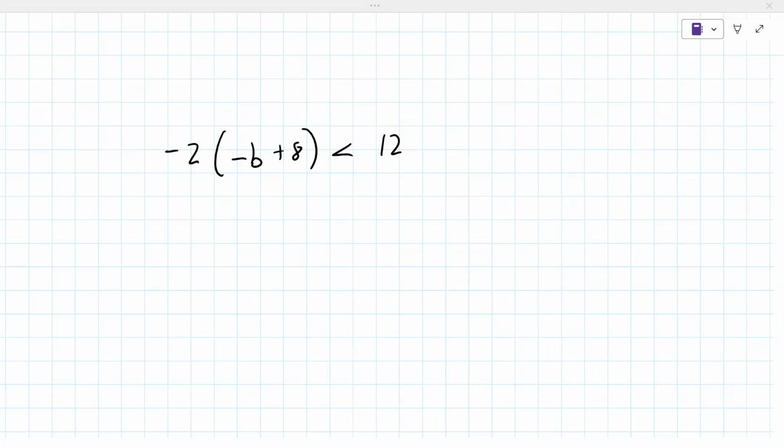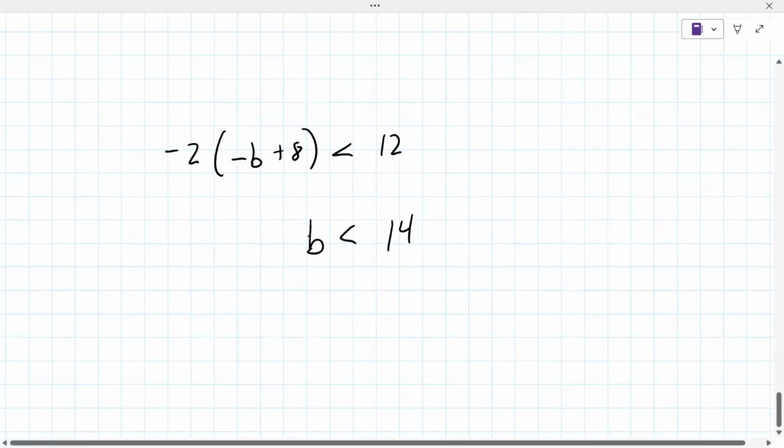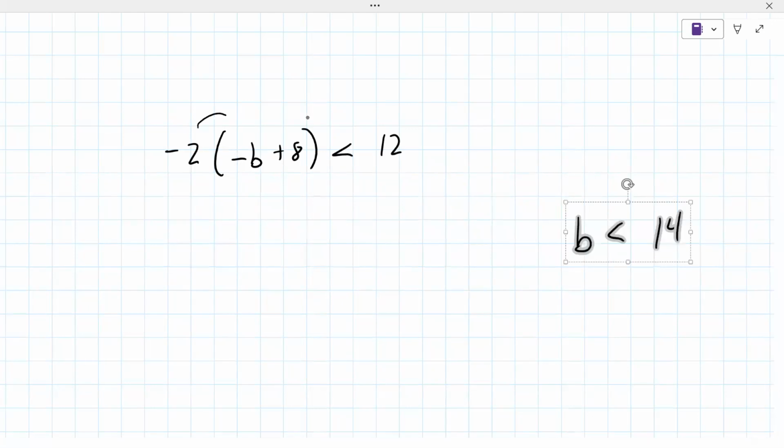And there, b is less than 14. Like this. Is this your final answer? Yes. Okay. Tell me what you get when you distribute this in.